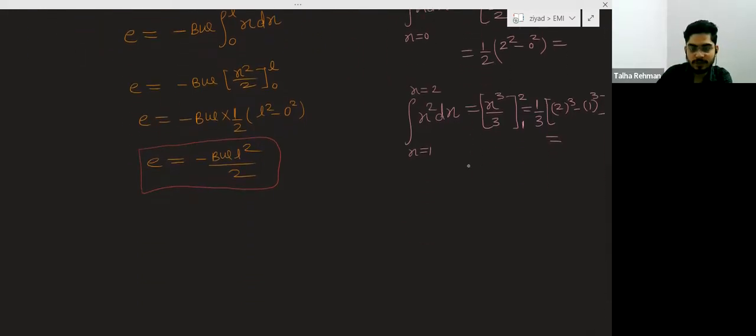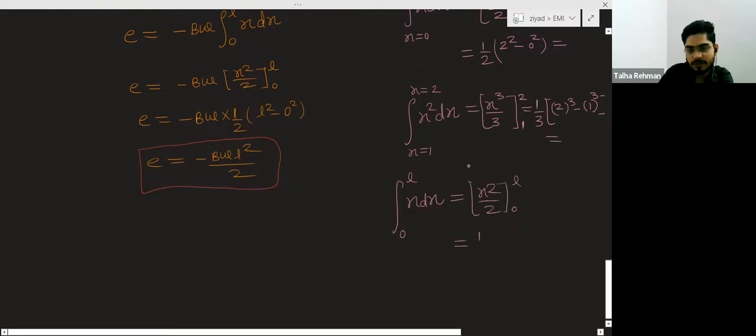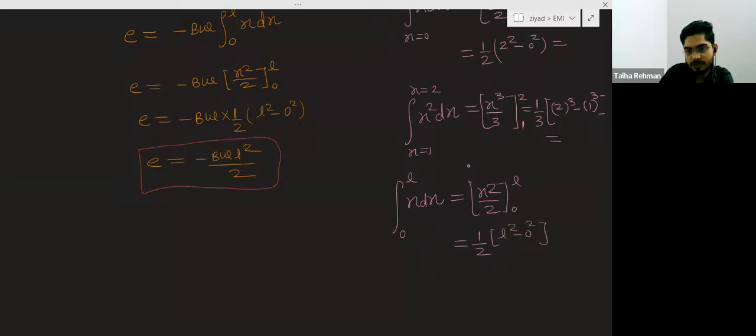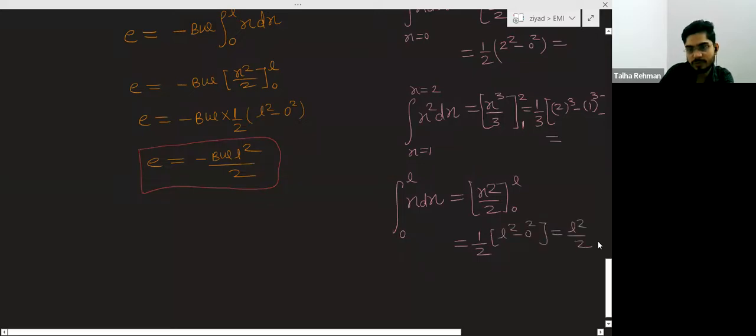If you want to see, this is given as x dx, and the limit of x is given from 0 to L. So this will become x square by 2, from 0 to L. So this will become half. Now put the limit, upper limit L square minus 0 square. So this will become L square by 2. So that is what I have written: minus B omega L square by 2.